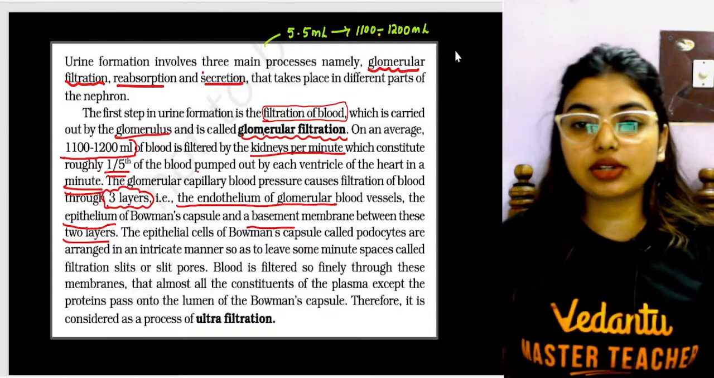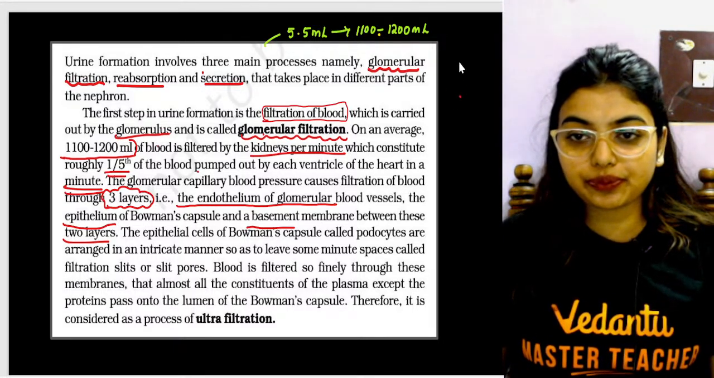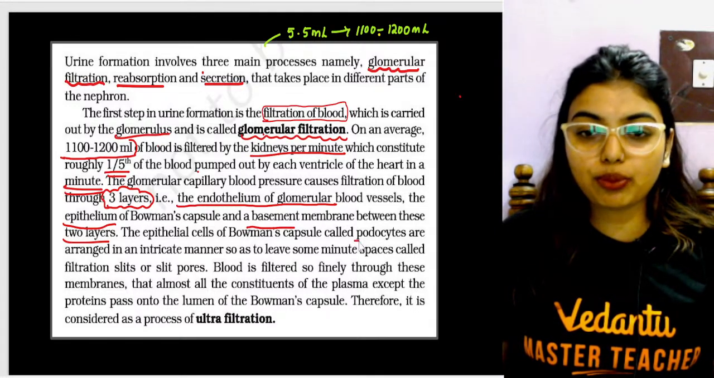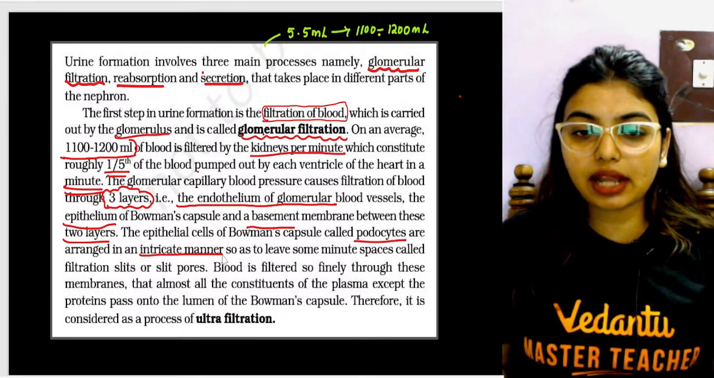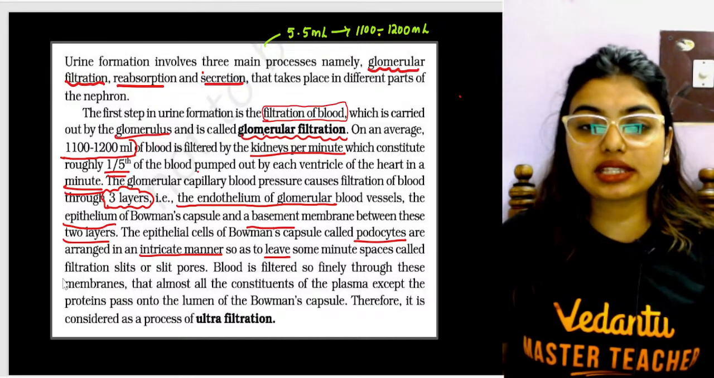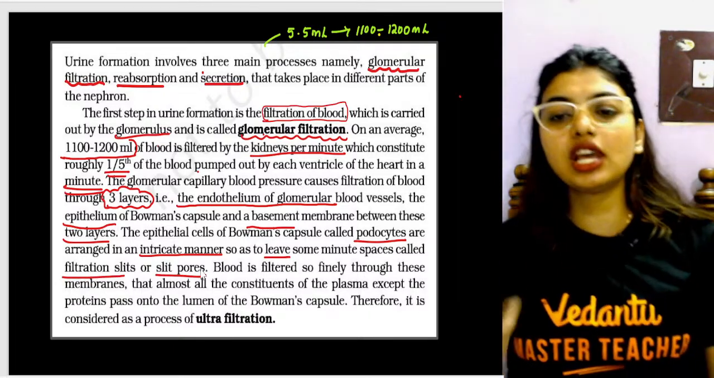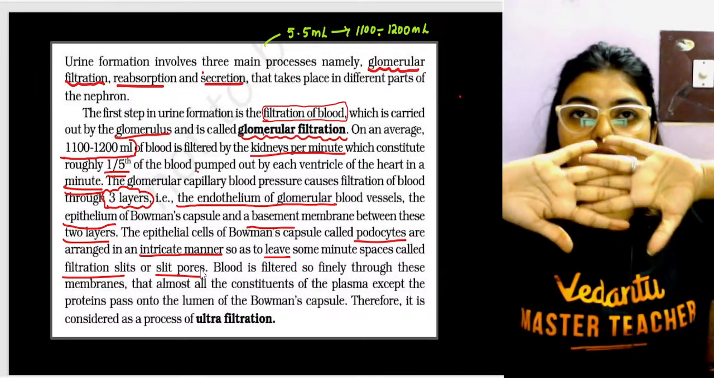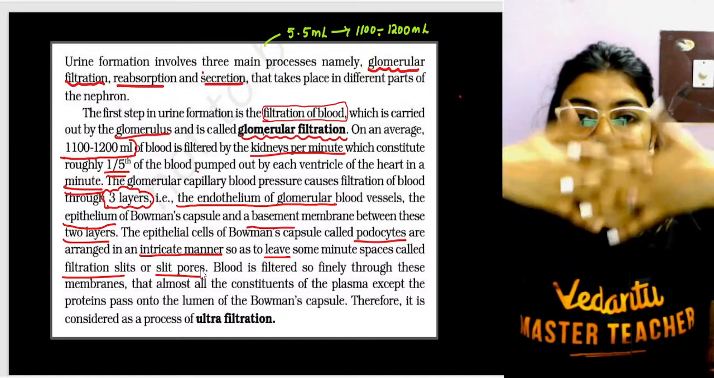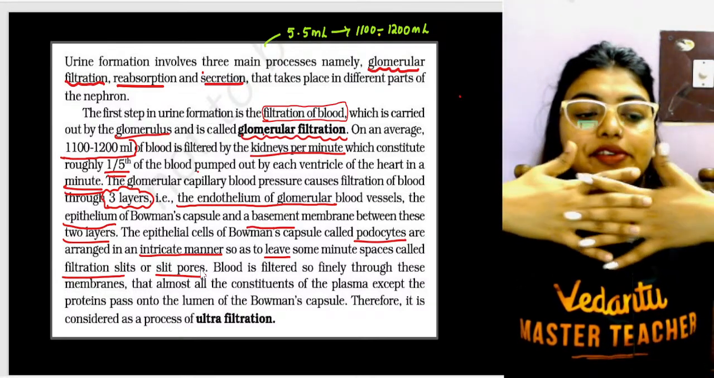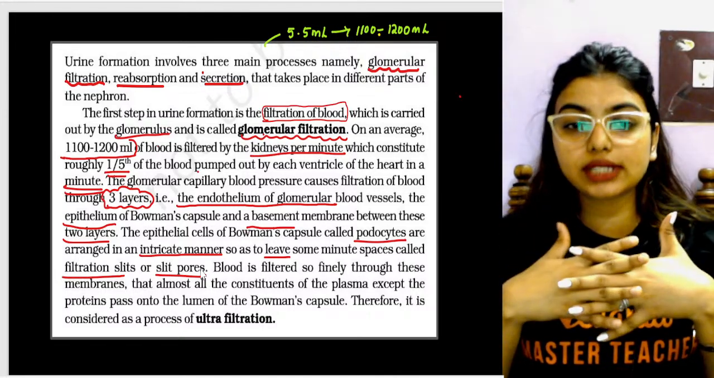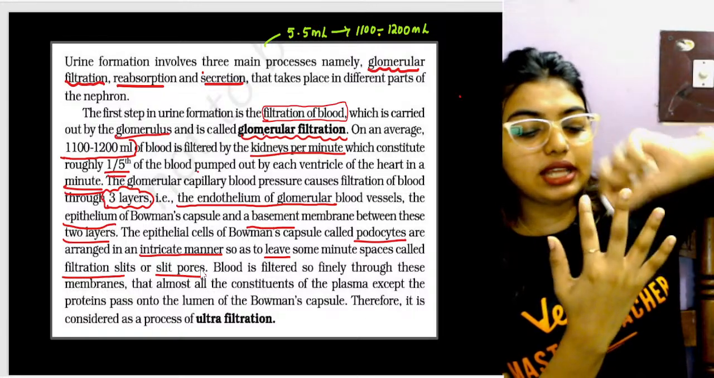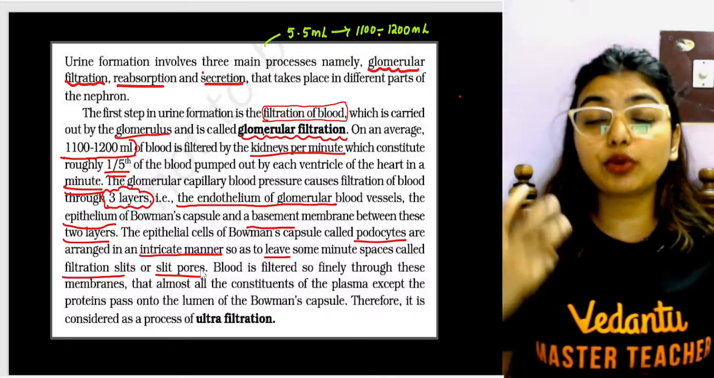Endothelium of the glomerulus. Okay, so this is the glomerulus. I think I'll draw it down. The epithelial cells of Bowman's capsule, called podocytes, are arranged in an intricate manner so as to leave some minute spaces called filtration slits or slit pores. Imagine all of you holding hands like this. When you hold your hands like this, you can see spaces in between. Your podocytes are arranged in a similar pattern, so that there will be spaces in between, called slit pores or filtration slits.